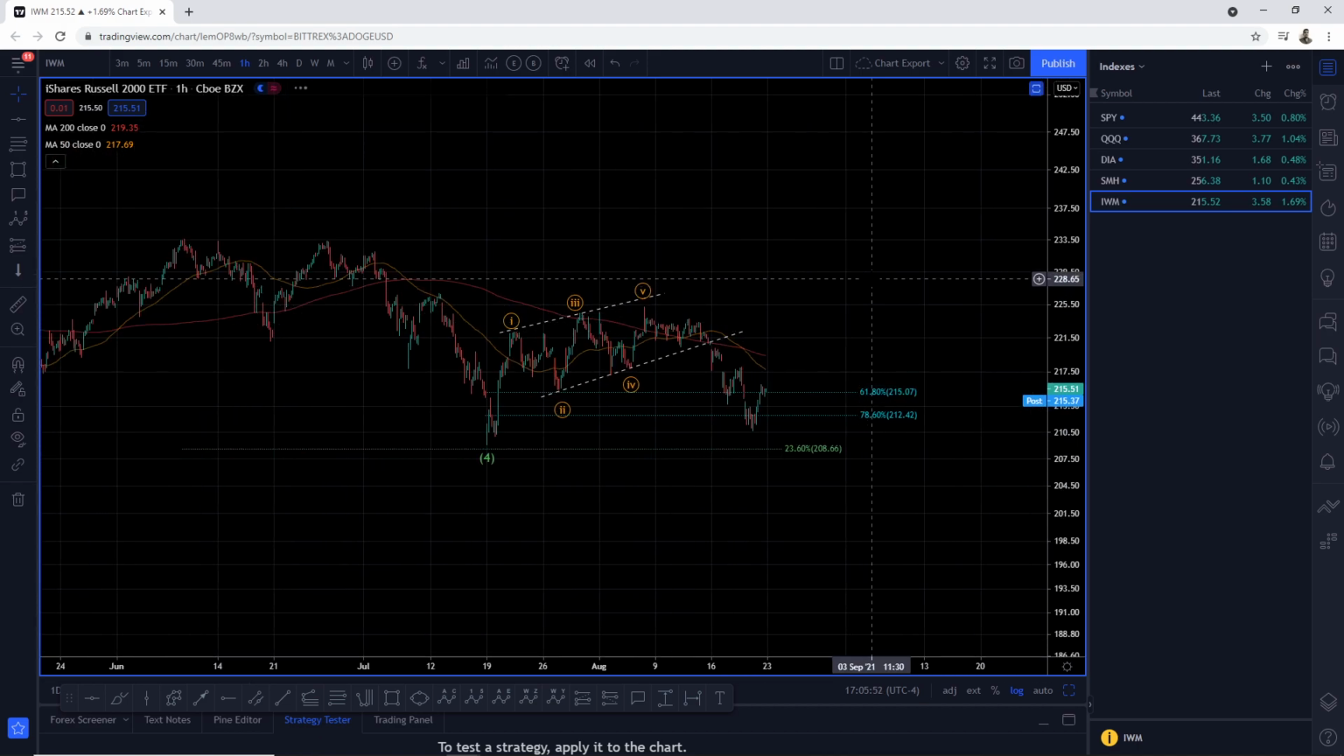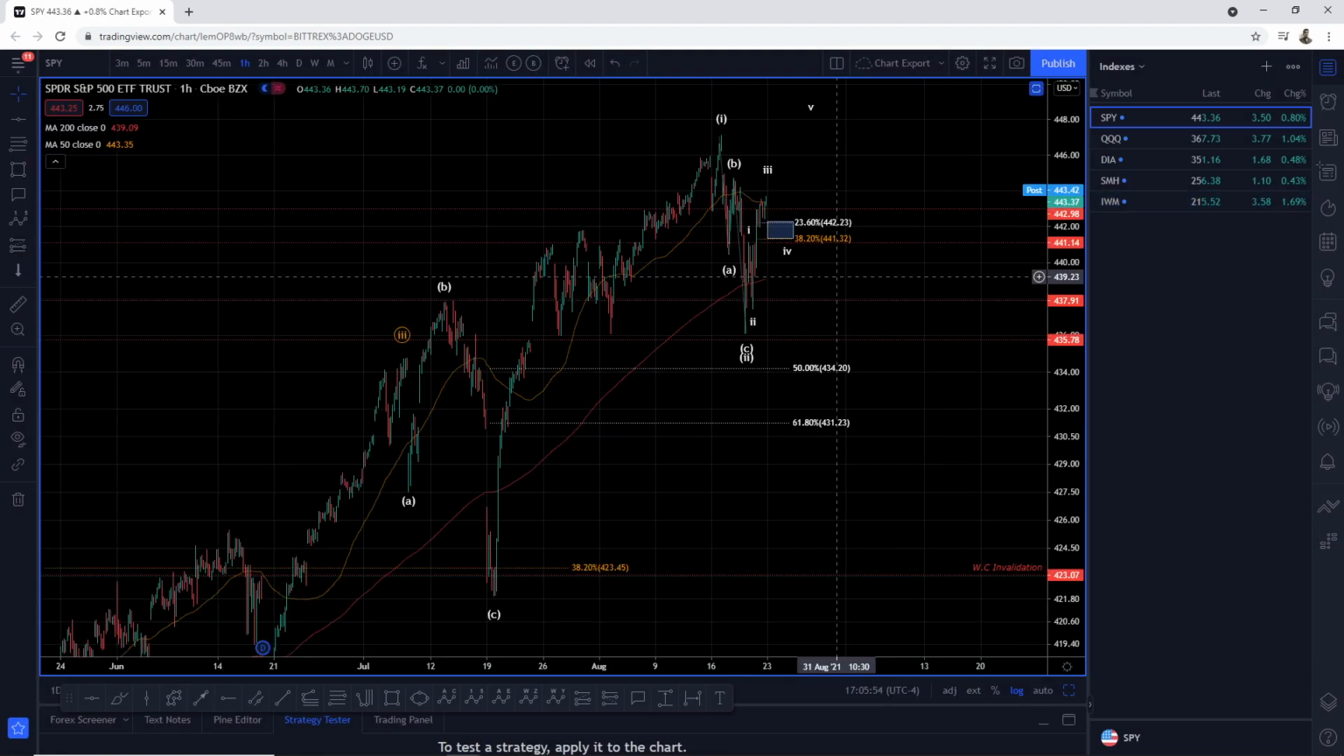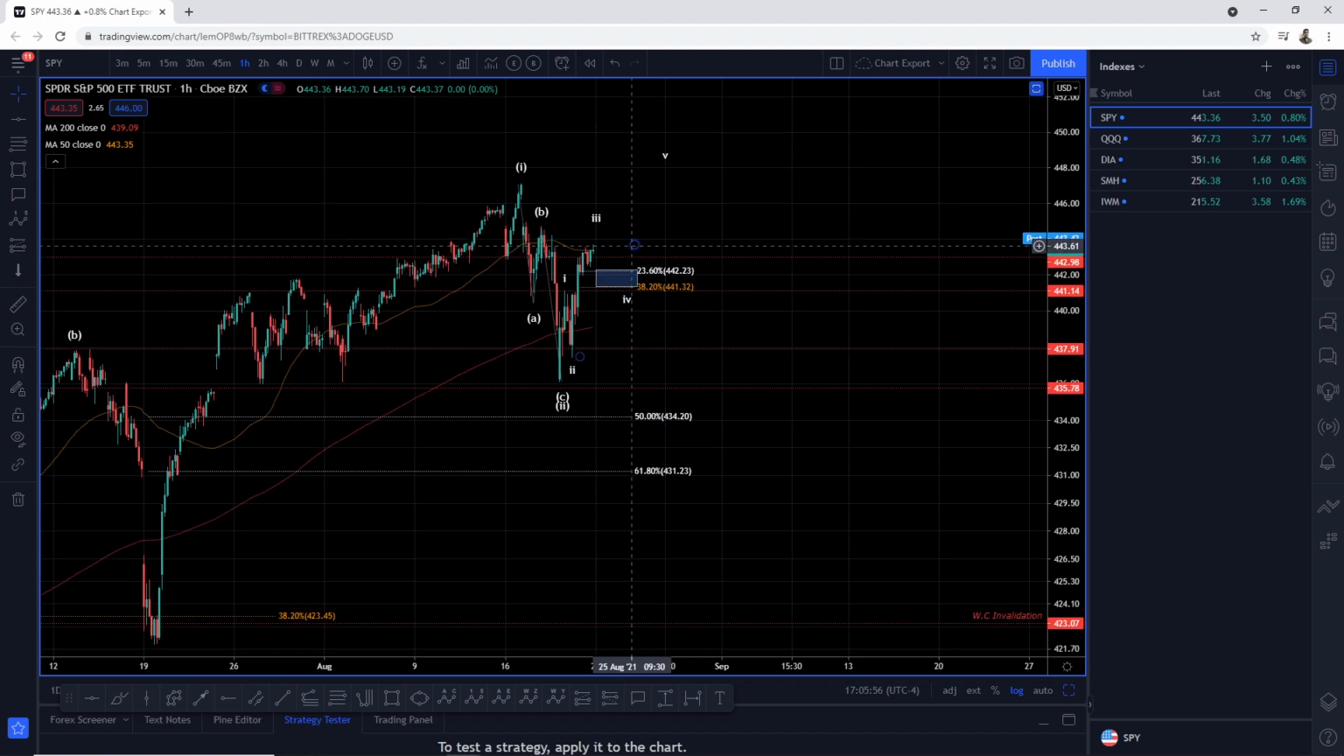All right, guys. So SPY is looking good. SPY, so far we're anticipating further upside. We're going to wait and see what happens coming into Monday and Tuesday to consider additional trades.